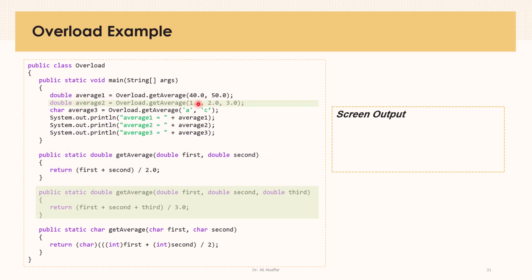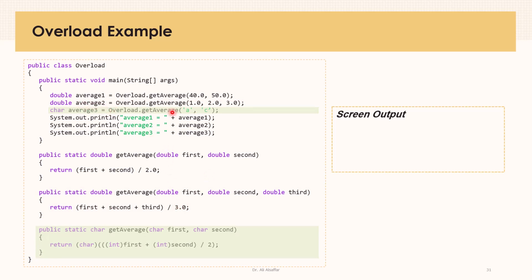For the next invocation, it is calling getAverage again, but this time with three double input parameters. And when the compiler tries to find which method it should call, it will check the signature of each of these definitions, and it will find that this is the appropriate method that should be called. So it will supply 1, 2, 3 as input parameters, and the method will find the average and return it to the main program and save it into average2.